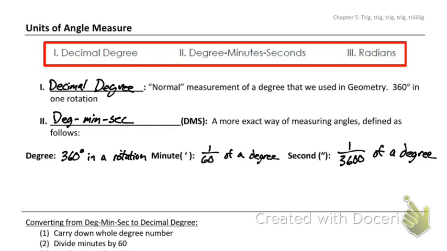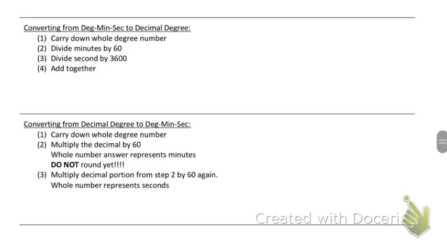We'll spend a very small time on degree, minute, seconds. That doesn't mean you don't need to know about it. In fact, I will expect you to know how to convert between the two, from degrees to degree, minute, seconds, and from degree, minute, seconds to degrees. We're going to do it. Not mathematically challenging, it's just whether you remember or not.